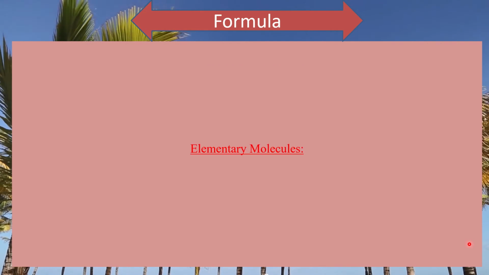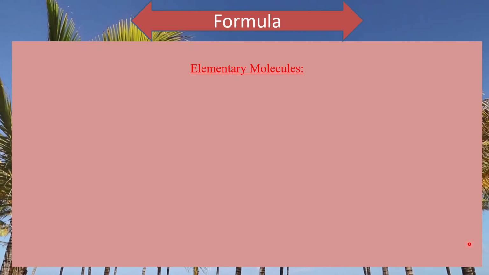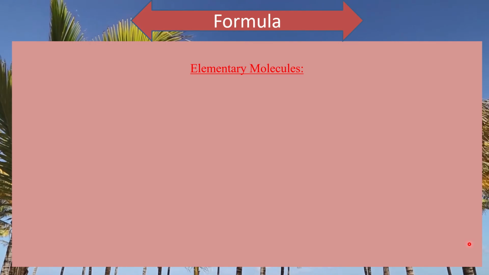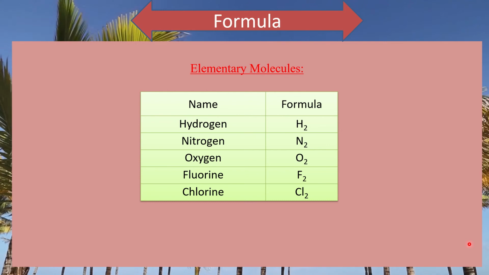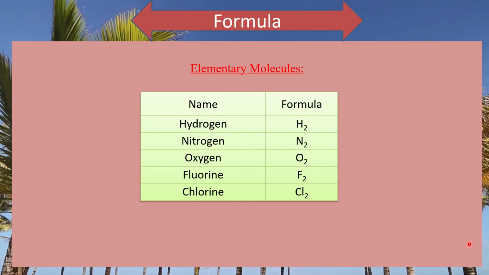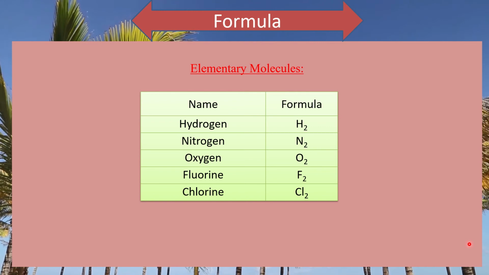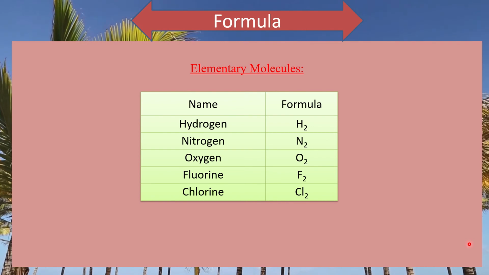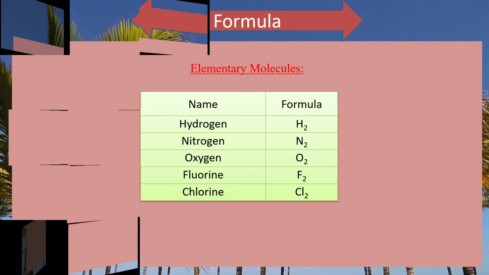Here, at first, we will write the formula of some elementary molecules. Elementary molecules, that means the diatomic molecules which are gaseous. The formula of these molecules are written this way. Hydrogen H2, nitrogen N2, oxygen O2, fluorine F2, chlorine Cl2. All these are the formula of these molecules.